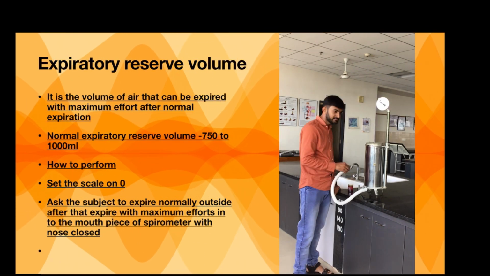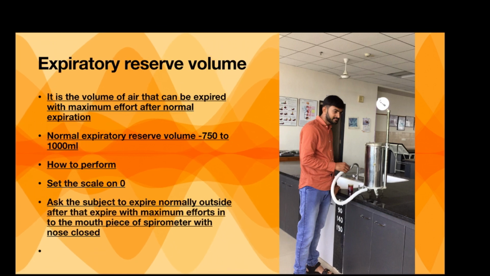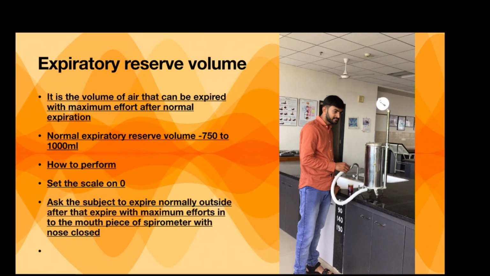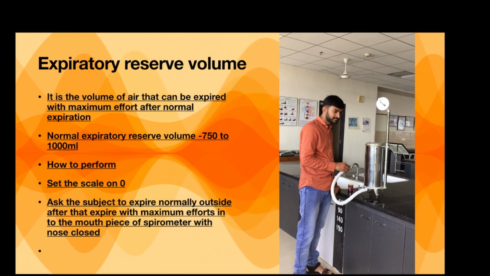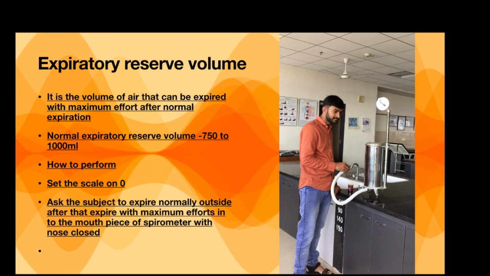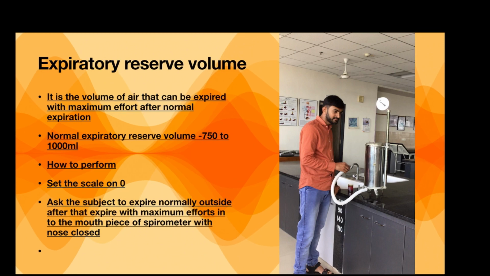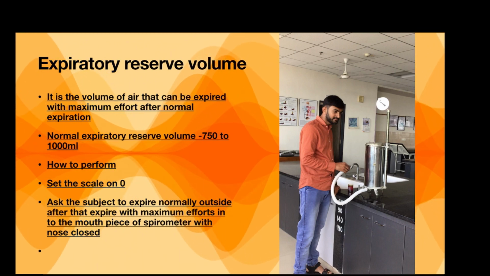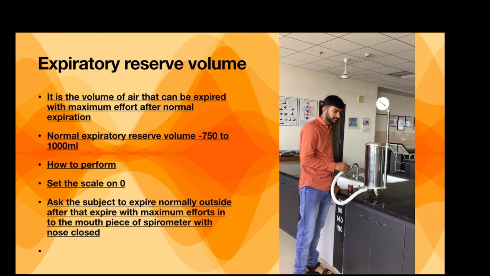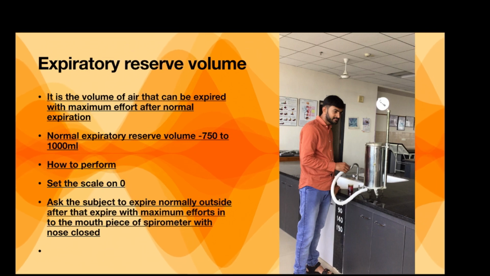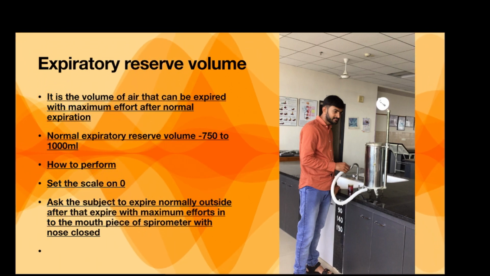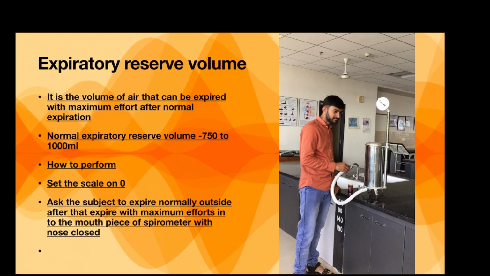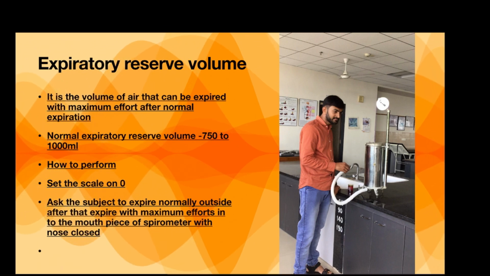Now let's see how to measure expiratory reserve volume. It is the volume of air that can be expired with maximum efforts after normal expiration. The normal values are 750 to 1000 ml. How to perform? For that, set the scale on 0. Ask the subject to expire normally outside. After that, expire into the mouthpiece of the spirometer with maximum efforts and the nose closed.